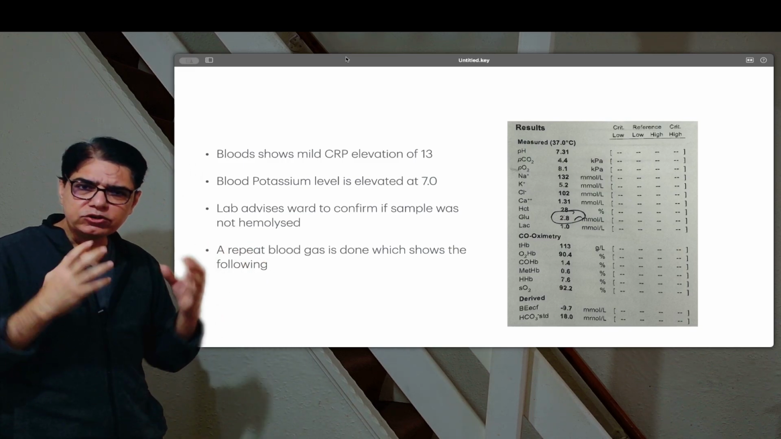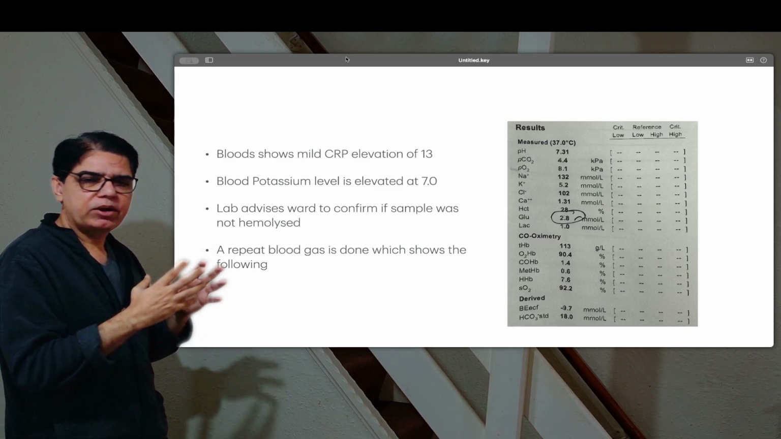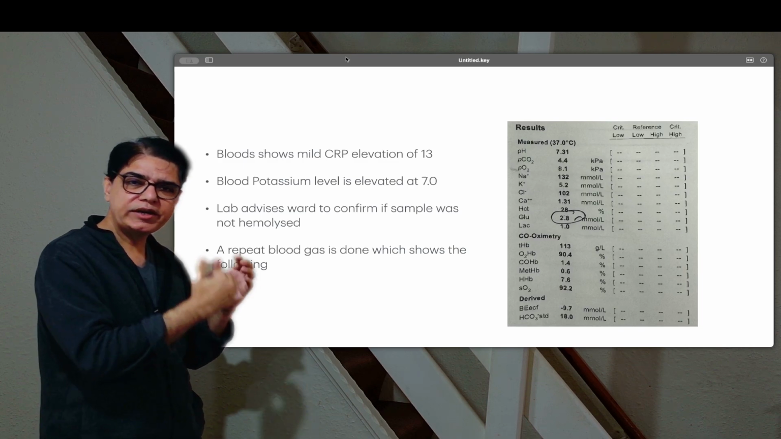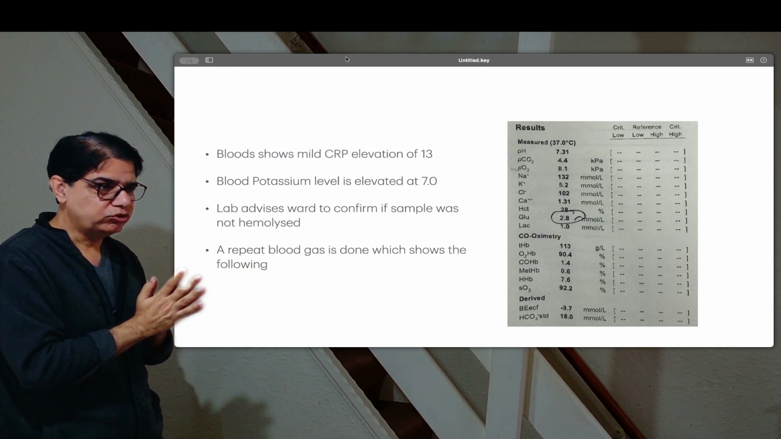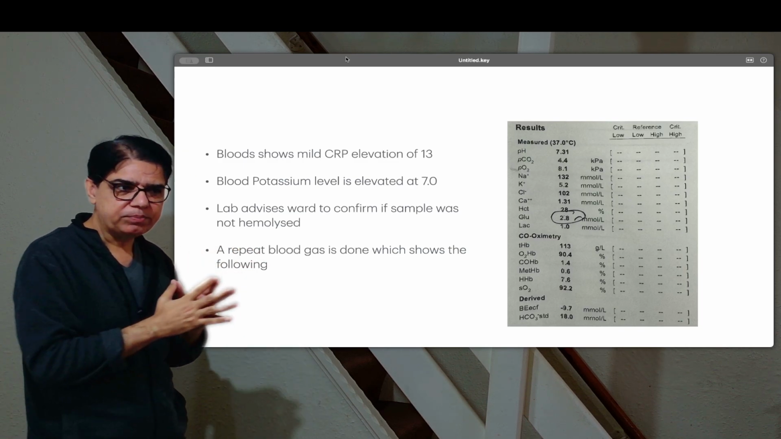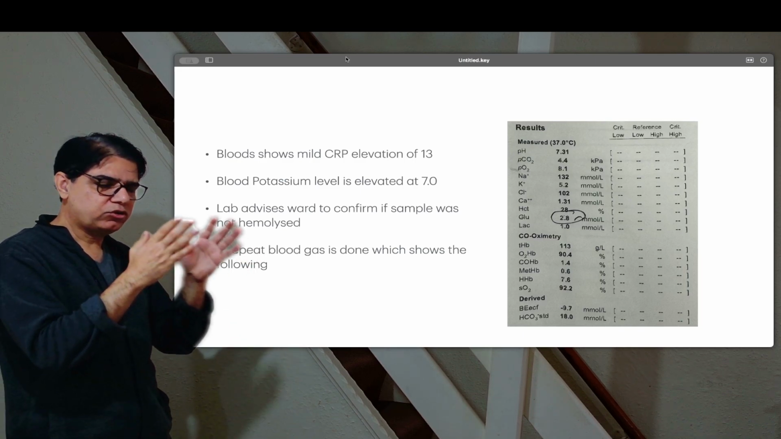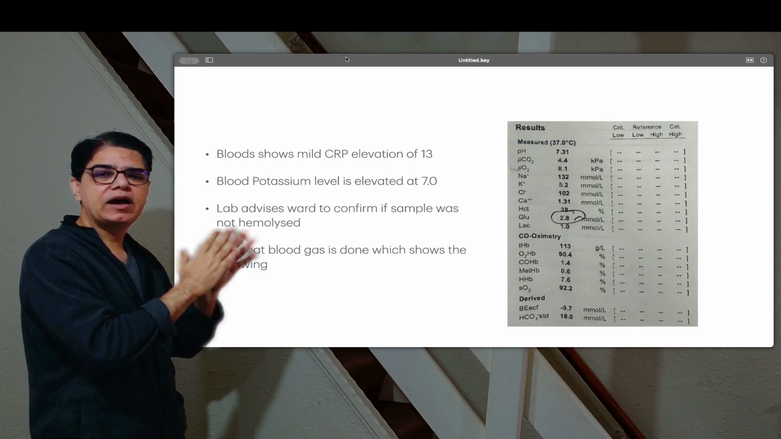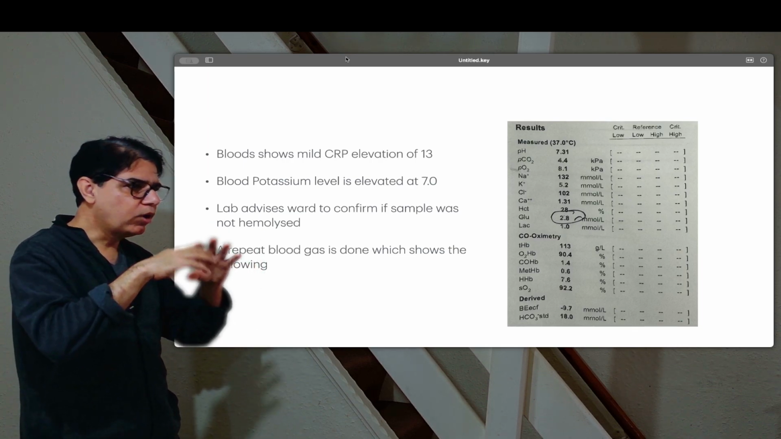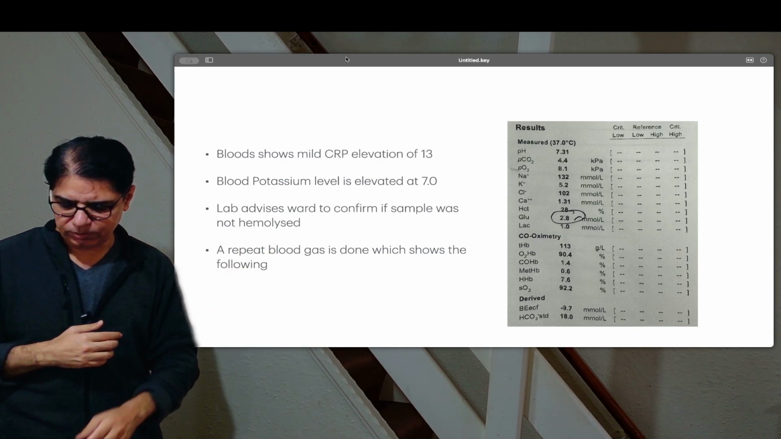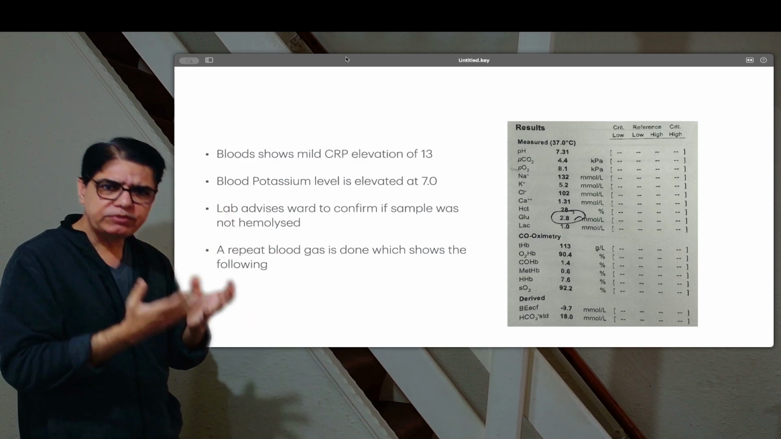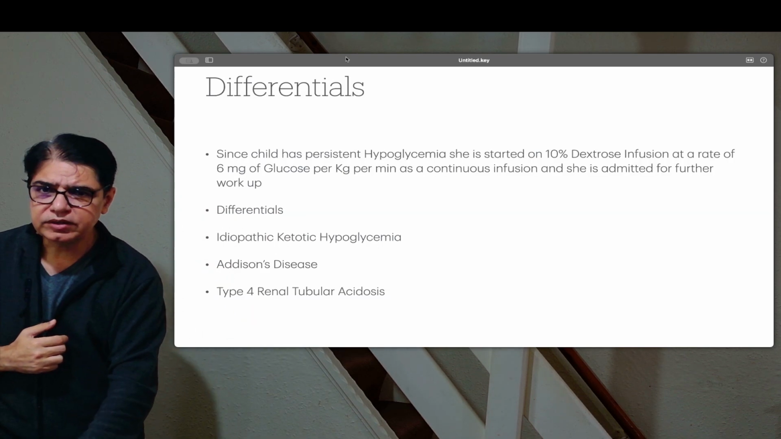So let's talk about the differentials when you come across this type of condition in which you have got a normal anion gap metabolic acidosis with hypoglycemia. And here there are two things. It's not only the acidosis, you've got a persistent hypoglycemia and you have got hyperkalemia. So how to work out this situation? Let's talk about some of the differentials and then how we further work up to differentiate between those differentials.